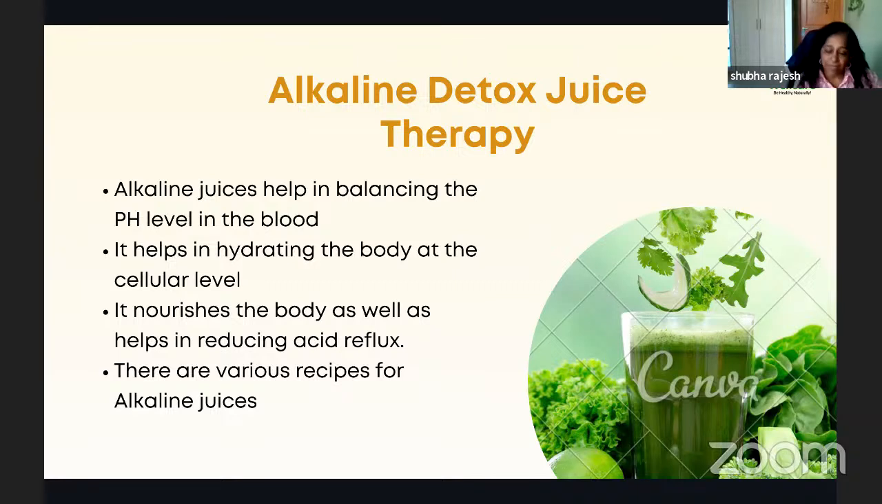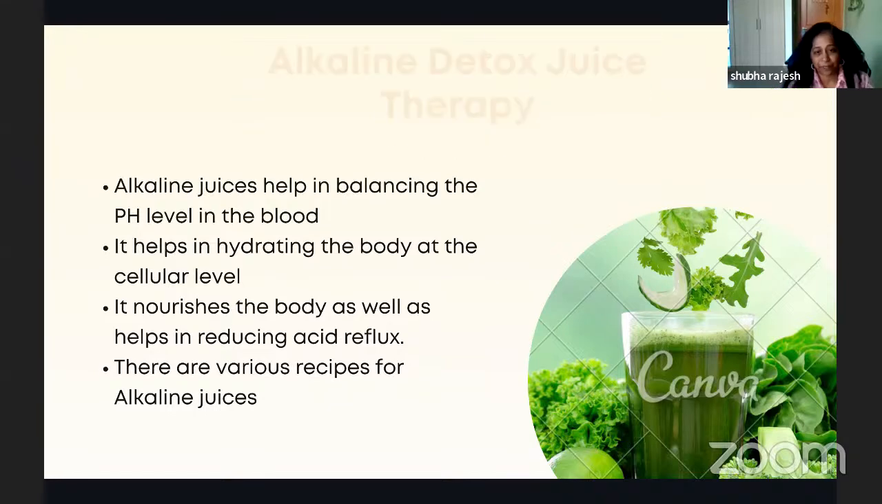Many people who are having very chronic skin conditions will also be suffering from either migraine or acidity or acid reflux or gastritis. IBS also they may have, because it's all interconnected. So when you drink this juice, it nourishes the body, helps you reduce acid reflux and also improves your health, which helps in bringing down the diseases. There are various recipes for alkaline juices, which we can discuss.